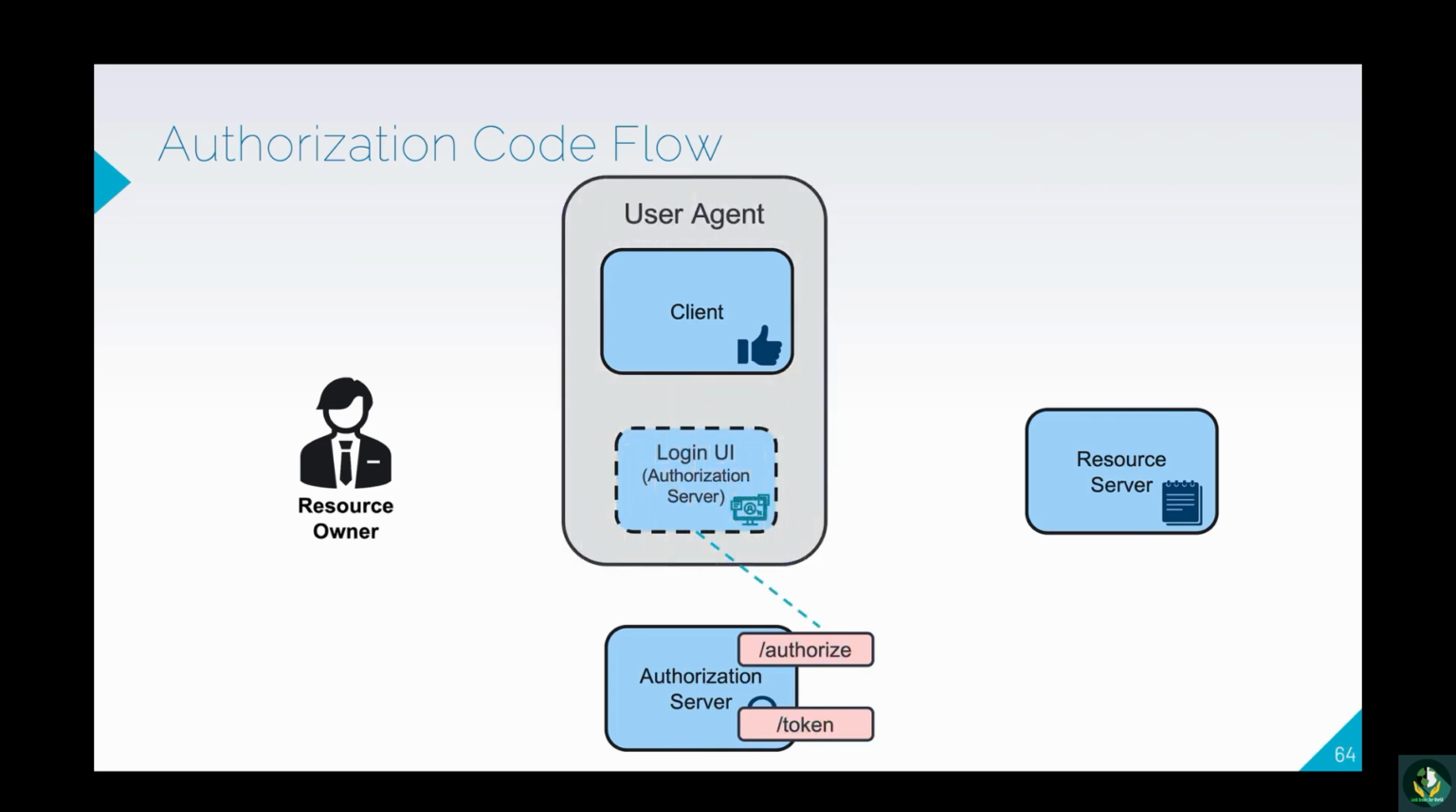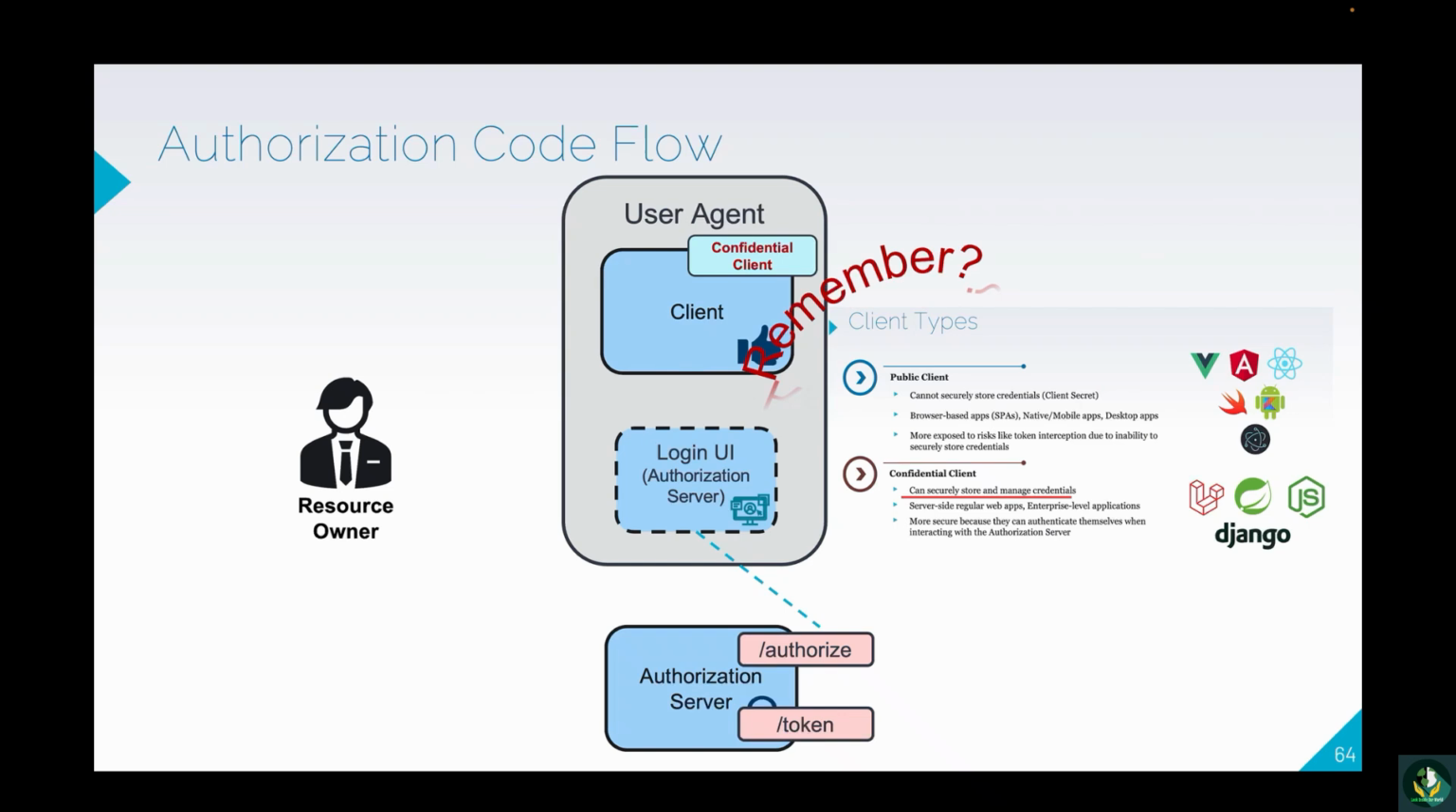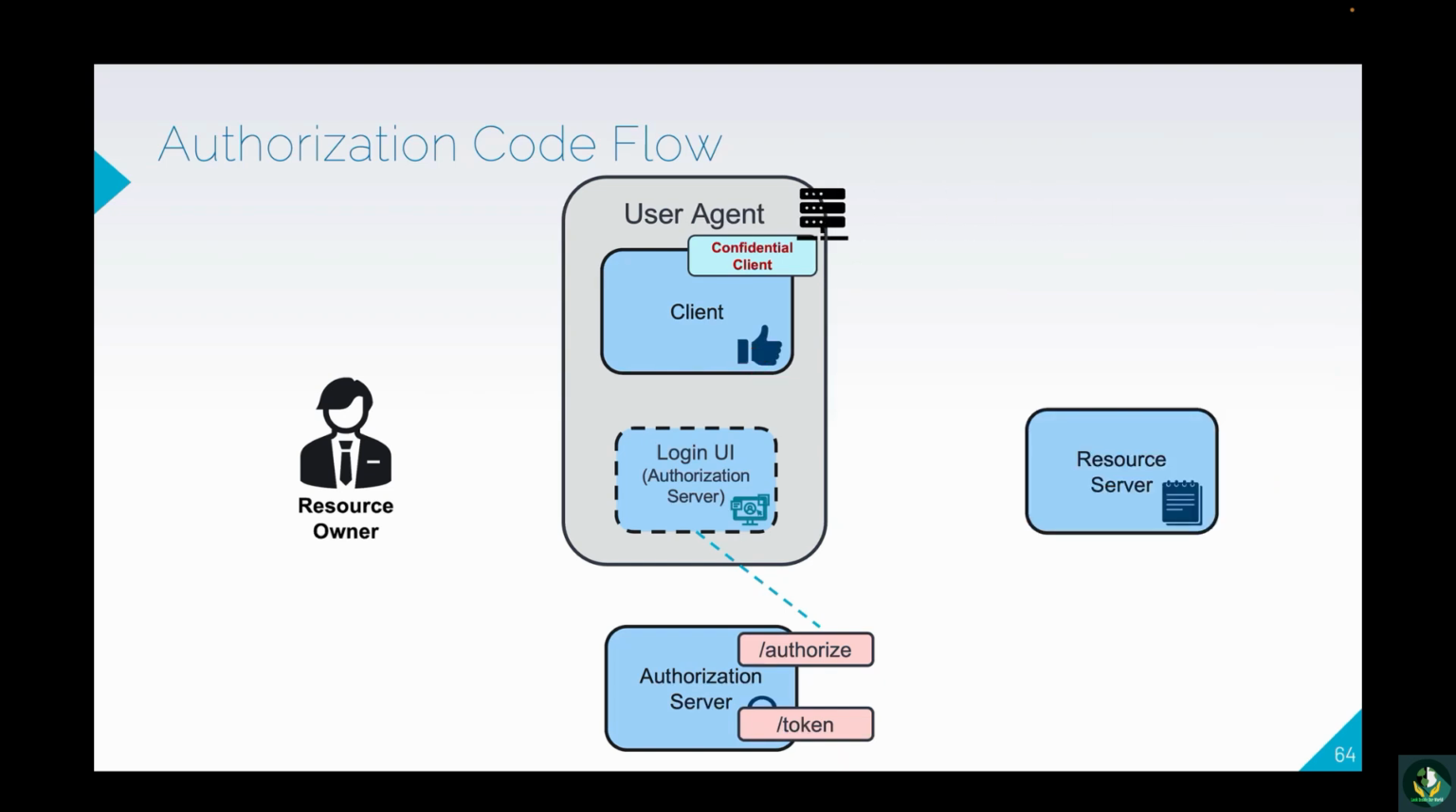Unlike the implicit flow, where only browser-based applications are used, in this authorization code flow, we have a broader concept of a user agent. However, the requirement is that the client must be a confidential client, meaning it can securely store sensitive credentials like client secrets. This makes the authorization code flow suitable for regular web applications and traditional server-side applications where client credentials can be stored securely.